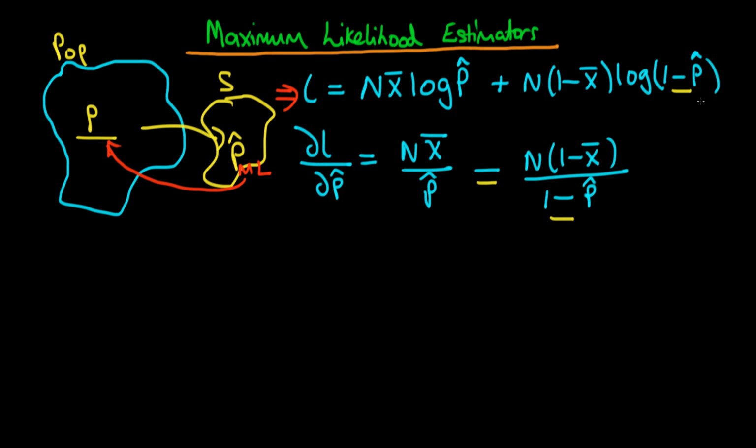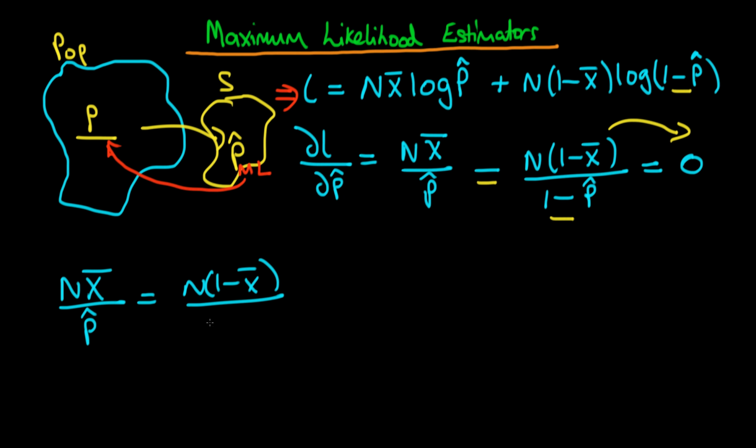Okay, and the idea with the maximum likelihood estimator is that we're trying to maximize the log likelihood over choice of P. So I'm going to set the differential equal to 0. And if we take that term over to the other side, what we're left with is n x bar over P hat is equal to n times 1 minus x bar, all divided through by 1 minus P hat. And because we've got n on both sides of this expression, we can just cancel it. And then we multiply through by the terms which are on the denominators of each of these fractions.